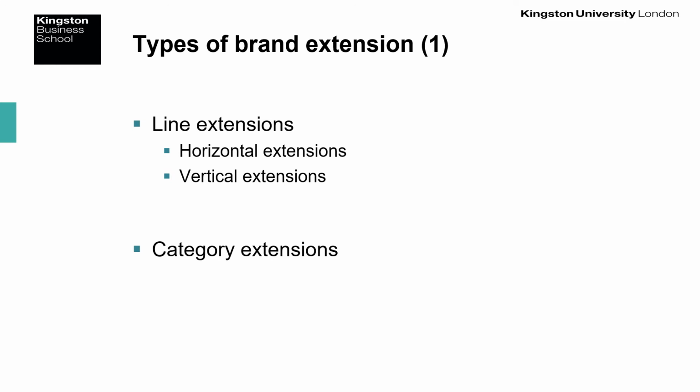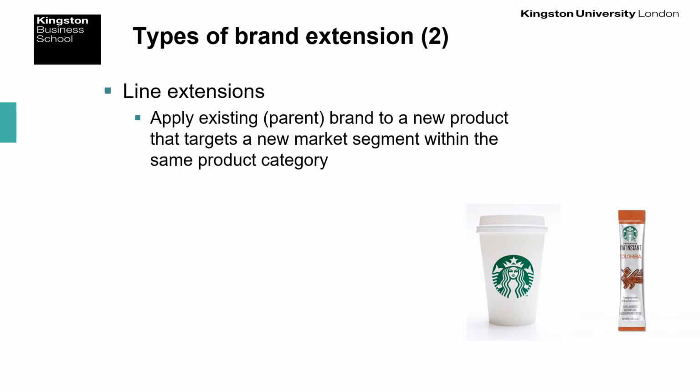So very often people use the term brand extension rather inaccurately. They don't really say what kind of brand extension they're talking about, whether they're talking about a line extension or a category extension. So let me now explain to you what these different types of brand extension mean. Let's start with line extensions. A line extension is where we apply the existing brand name to a new product within the same product category. A new product that's designed to target a different market segment.